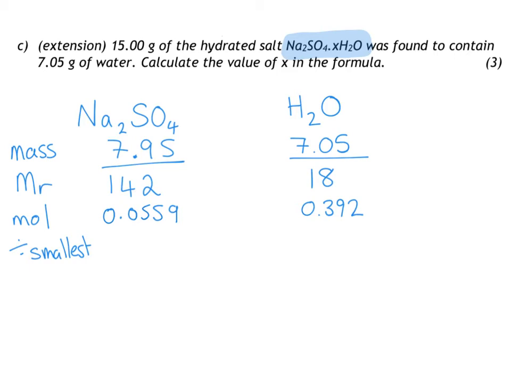So obviously if I divide 0.0559 by itself, I get 1. And then if I divide the other number by 0.0559, I get pretty much a whole number, 7. So the X is 7. That's how I would do it. There are 7 H2O for every Na2SO4.